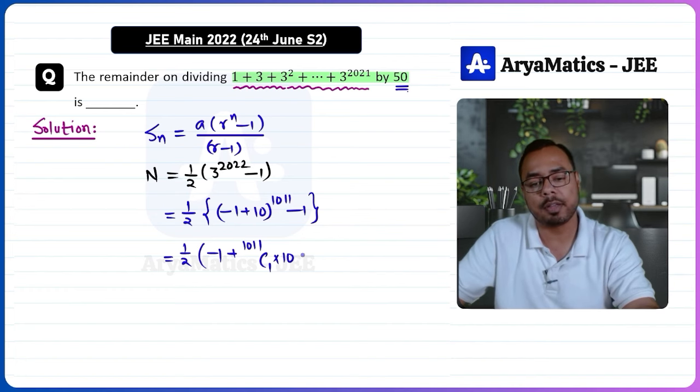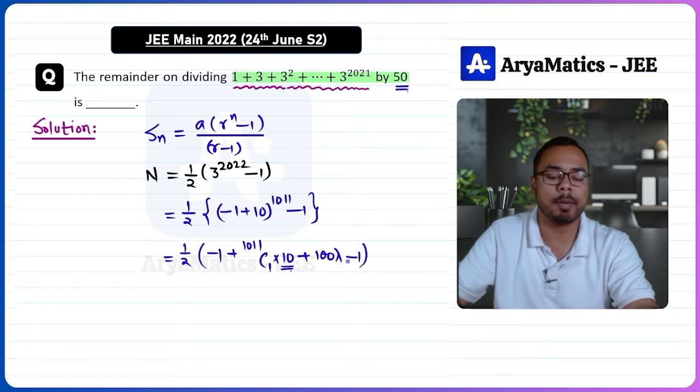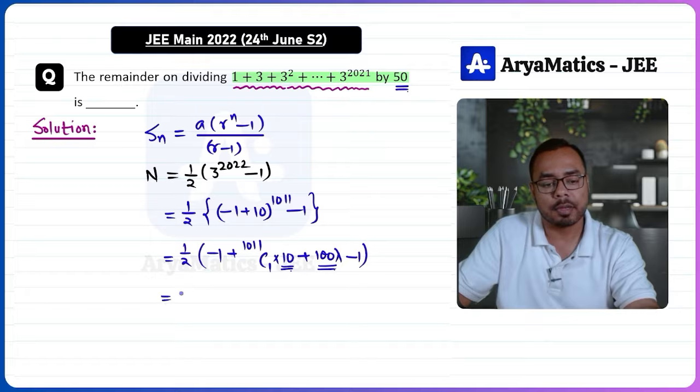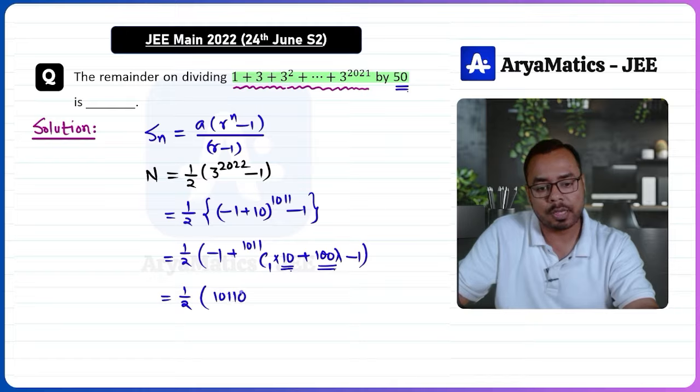Second term will be positive. And after that, the third term will contain 10 square. 10 square means we have a multiple of 100. Right, so after that, all the other terms we can write as multiples of 100. So basically this is the number that we are getting. If I further simplify this one, we'll get 10110 and then plus multiple of 100 minus 2, right?